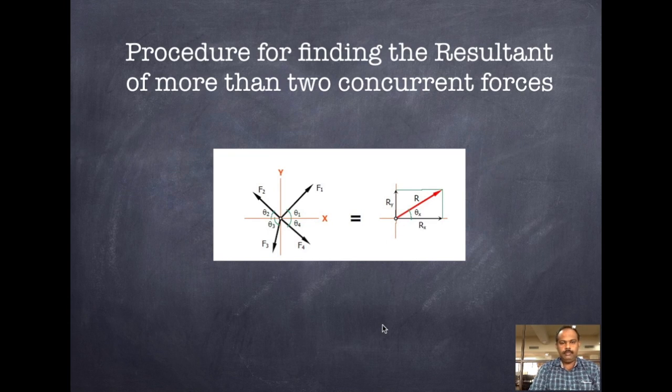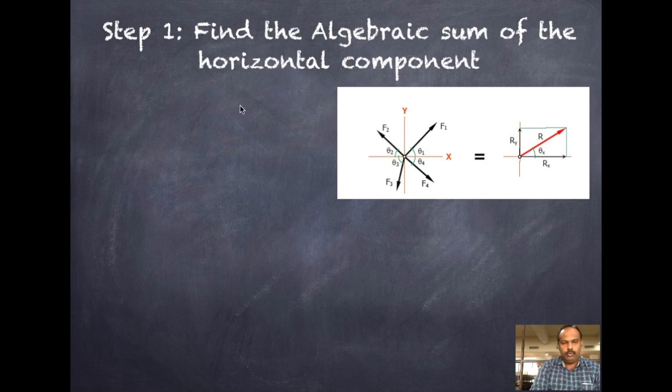Hi, now let's try to find the resultant of more than two concurrent forces. There are four steps involved in that, so now let's look into that. Step one is to find the algebraic sum of the horizontal components. Now let's try to find that.